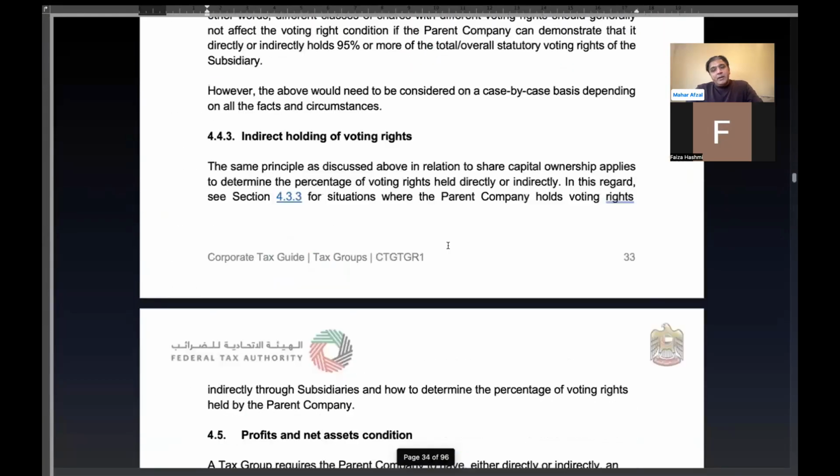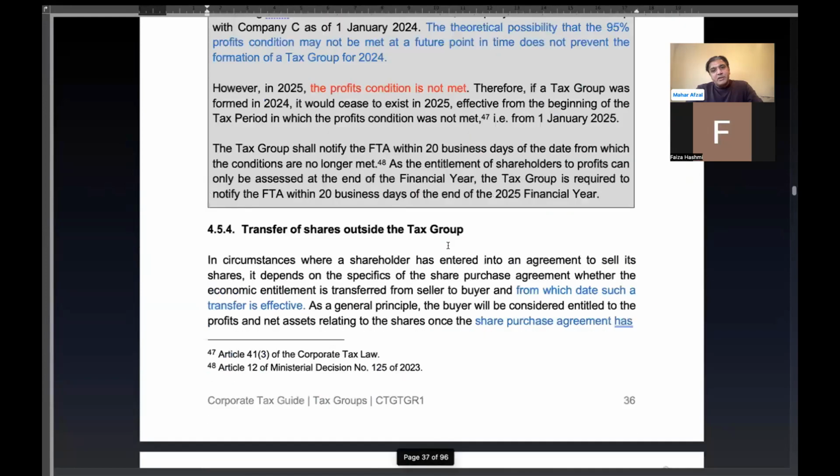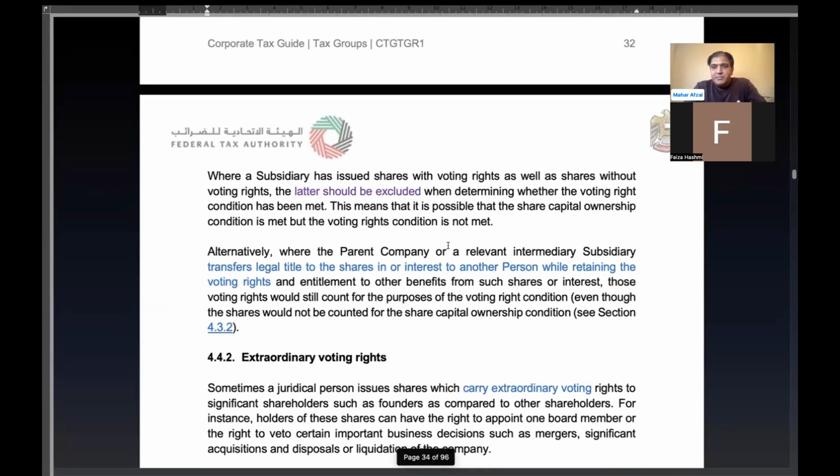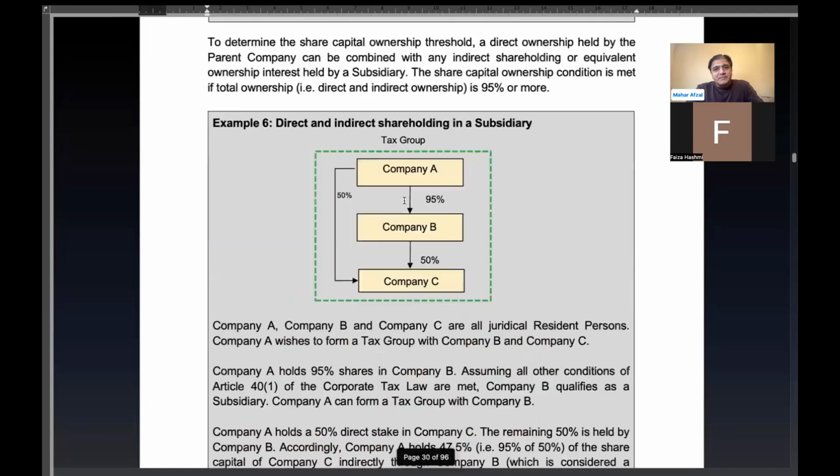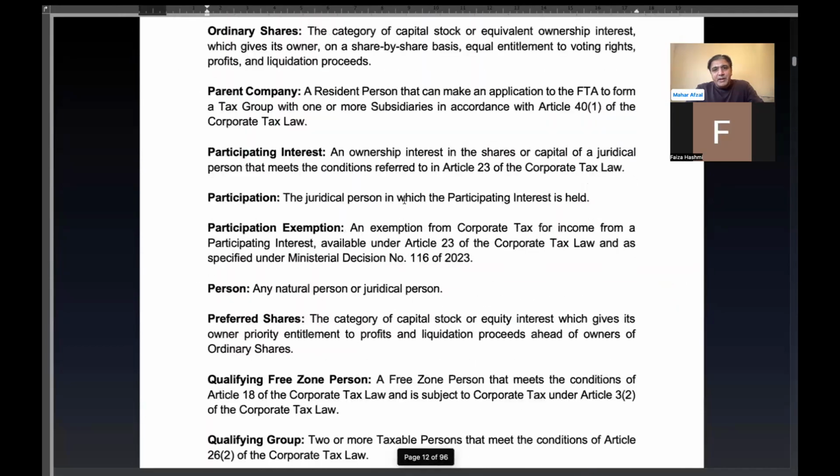In the guide, in the explanation, a qualifying free zone person cannot become a part of a tax group as well. We know what a qualifying free zone person is: a person registered within the free zone, where all 6 conditions are being met, enjoying 0% corporate tax relief on the qualifying income. That person cannot become a part of a tax group as well. So we have discussed the conditions to form a tax group today.